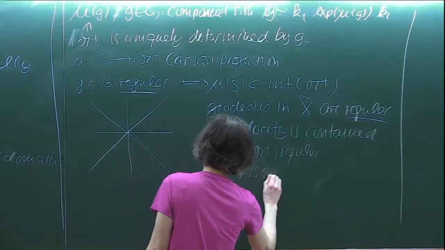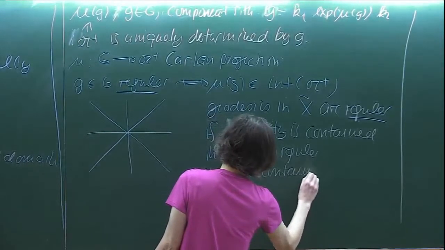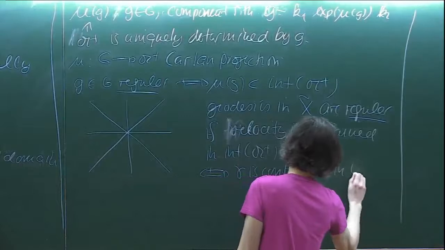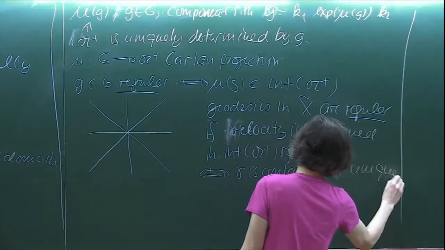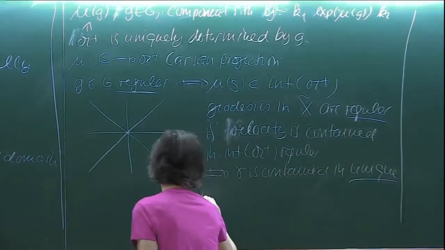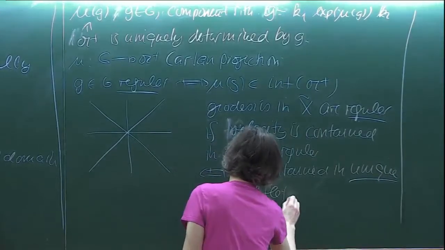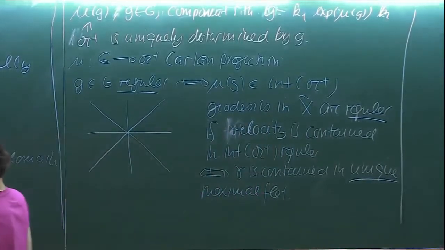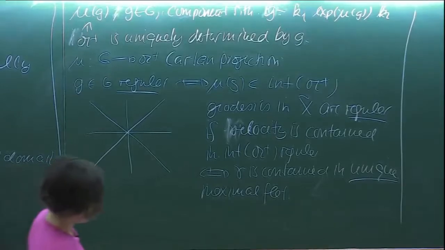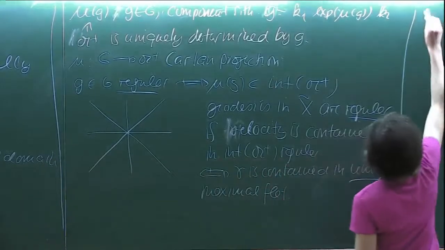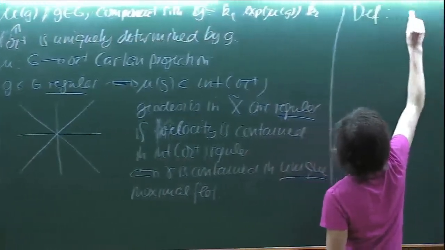Gamma is contained in a unique maximal flat. And these are the ones where you have control, and over the other elements it's very hard to get any control whatsoever. So the idea now is to define a loss of representation.